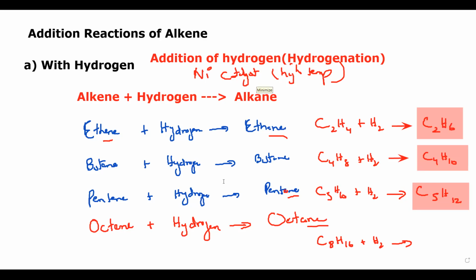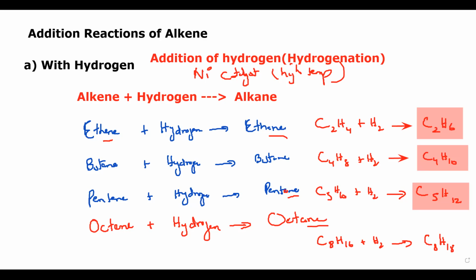Addition reaction, only one product will be there. They all sum up. So 8 carbon and 18 hydrogen. So C8H18 will be the product.